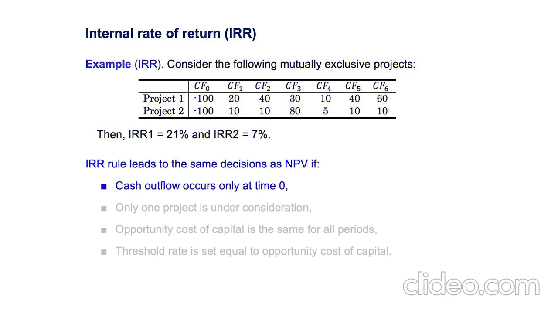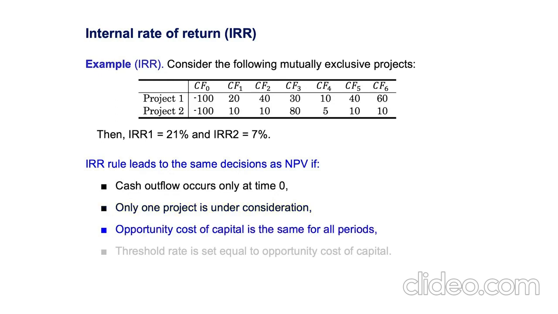Although IRR is widely used in practice, there's no guarantee that it gives the right answer. The IRR rule leads to the same decision as the NPV rule when the following conditions are met. First, cash outflow occurs only at time zero, or more generally, cash flow changes sign only once. Second, only one project is under consideration. Using IRR to rank projects is problematic, as we'll see in a minute.